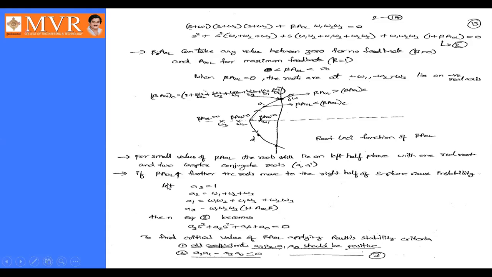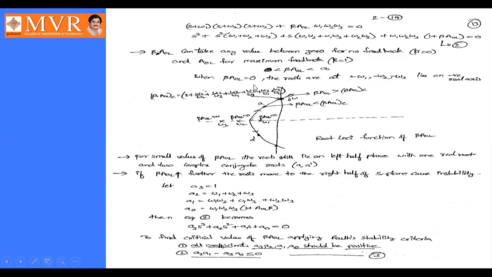If beta AOL is further increased, that means again we are going to increase the value of beta AOL, the roots are going to move towards the right half of the S plane, which causes instability. So when the roots go to the right half plane, this causes instability.